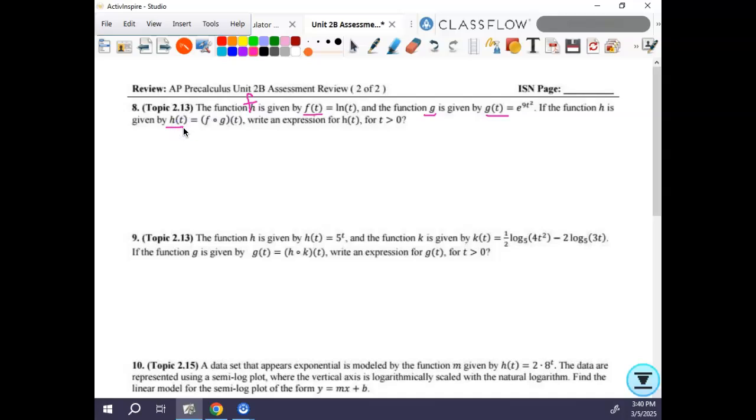I highly suggest that if you see something that looks like f of g, that you rewrite this as h of t equals f of g of t. I think that helps you make sense of that, okay? So I'm looking for h of t. Now I know what to do. This tells me that g of t goes inside f of t. So that means it's going to give me the natural log of e to the 9t squared power.